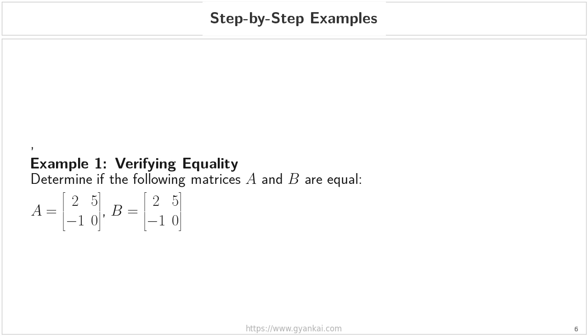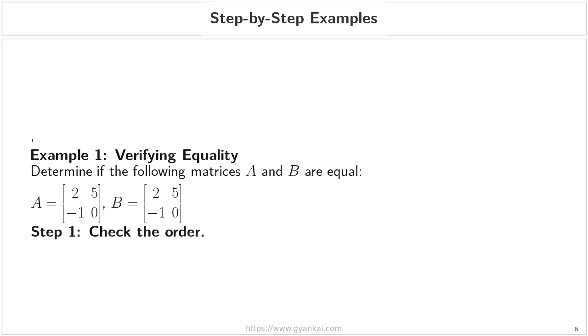Step-by-step examples. Now that we have established the theoretical conditions and looked at the spreadsheet analogy, let us apply those concepts to a practical example. Please look at example 1, where our goal is to determine if matrix A and matrix B are equal. Matrix A is a matrix with the first row containing 2 and 5, and the second row containing -1 and 0. Matrix B is presented with the same values in the same positions.